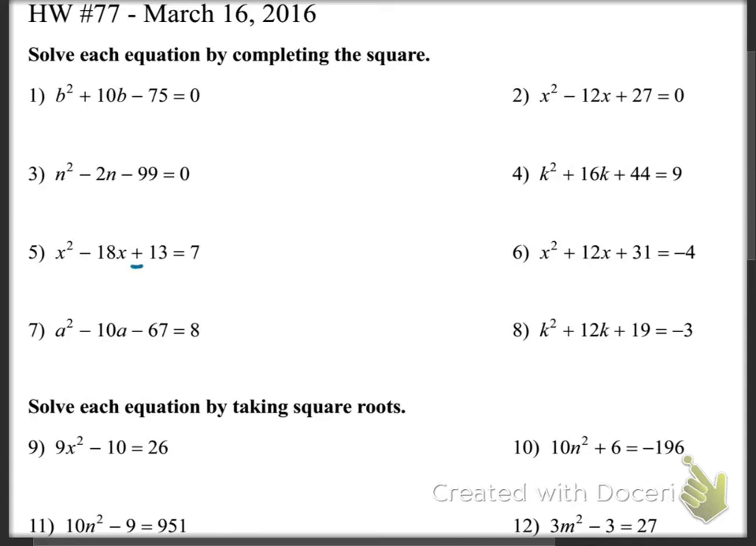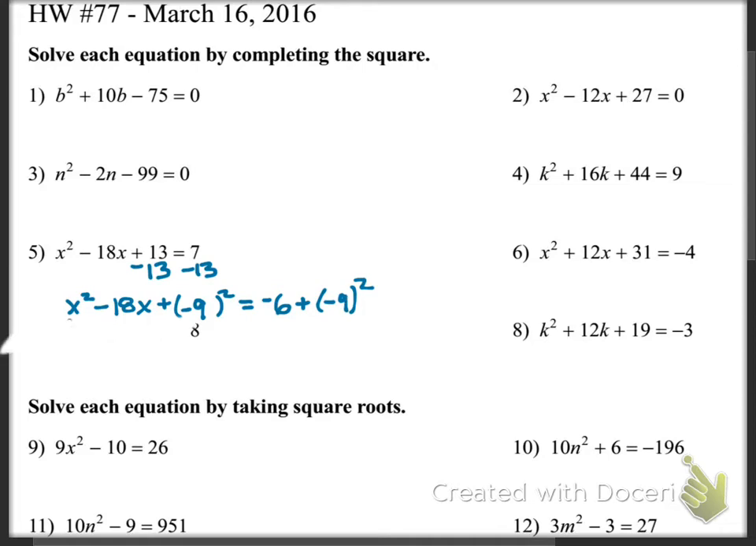So here the first thing you want to do is subtract 13. That gives you x squared minus 18x plus, I'm just going to leave a space right now, leaving a space to complete the square, equals 7 minus 13, which is going to be negative 6, and whatever I add here, I need to add here, so I'll leave a space for that as well. I'm going to take half of this number to go in the parentheses, so half of negative 18 is negative 9. Let me go ahead and erase the problem below it so I have more room.